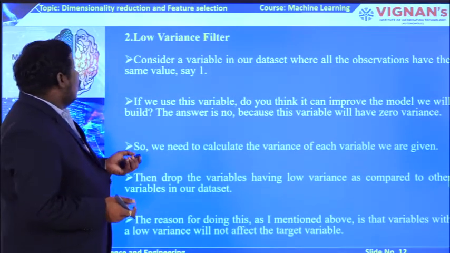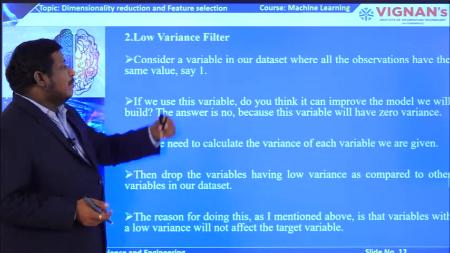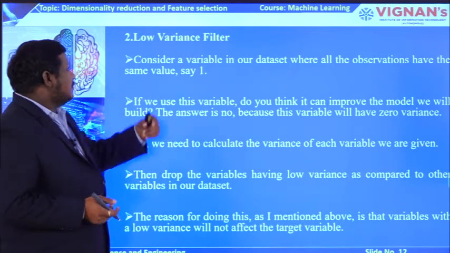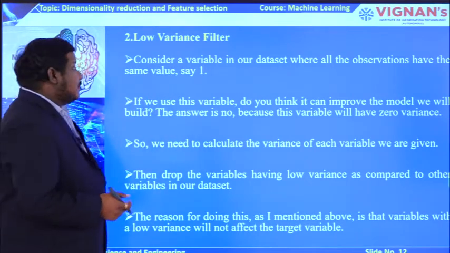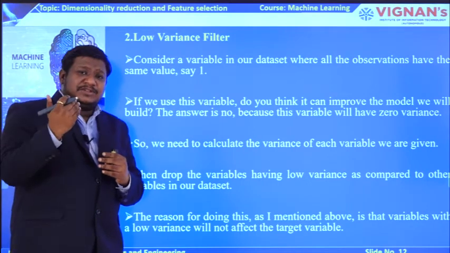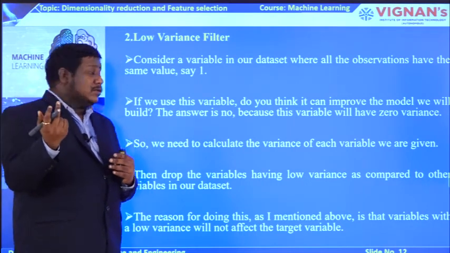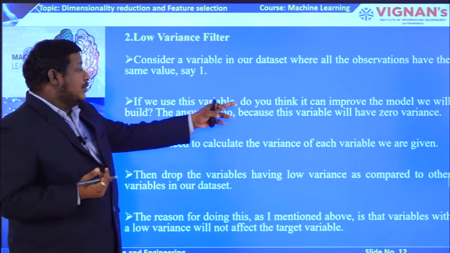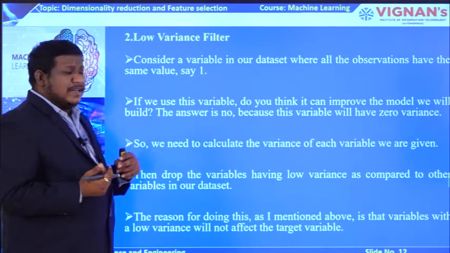Second one is low variance filter. Consider a variable in our data set where all the observations have the same value, say 1. Suppose you have a data set with observations, and among all the observations you have a common value of 1. If you use this variable, do you think it can improve the model we will build? The answer is no, of course.